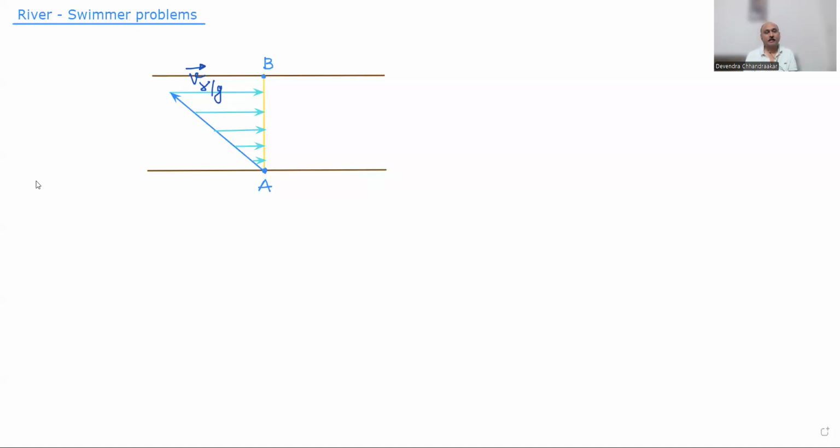listen carefully, don't write anything now, just understand. To a man standing on the ground, the swimmer seems to be moving along line AB. The swimmer is moving along line AB. So this is the velocity of man with respect to ground, because this observer is observing this man moving along this line. Understood?